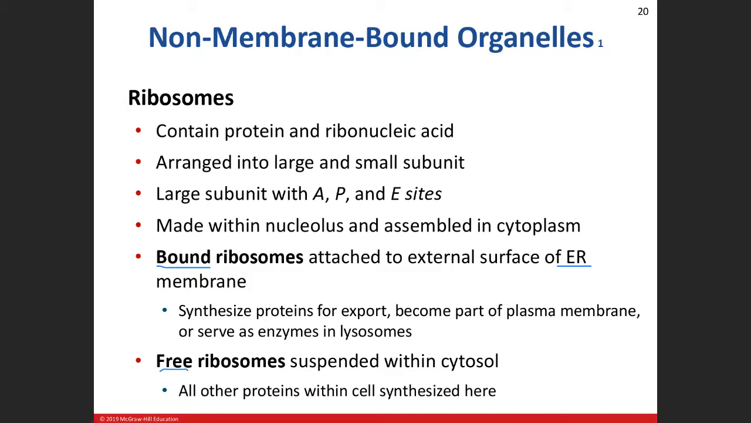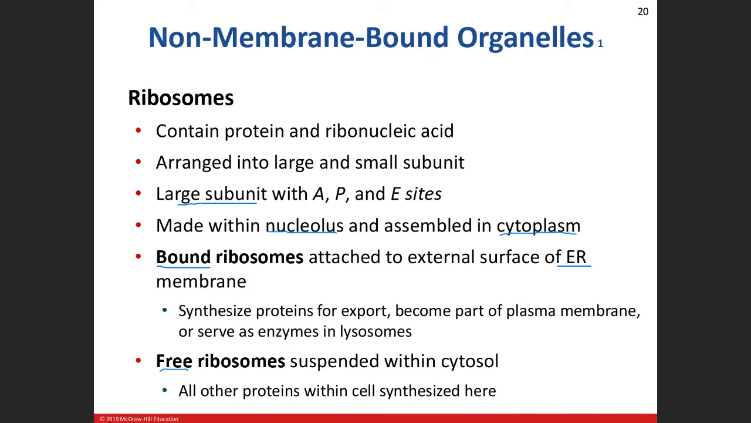Okay, so ribosomes are made in a structure inside the nucleus called the nucleolus. These ribosomes are made into what we call large subunits. So the parts of a ribosome are constructed in the nucleolus, and then those parts get shipped out of the nucleus, and they all get put together in the cytoplasm.